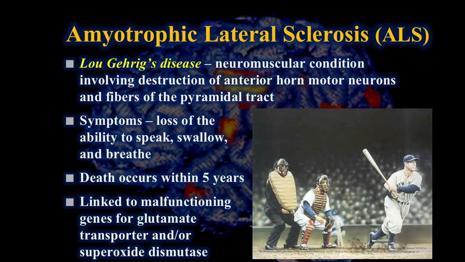But ALS, some cases of ALS are genetic. You just get it from your parents. In some cases of ALS, they aren't sure what caused it originally. It just happened. So all of that money you raised is working in figuring out what causes it, and then what can we do to prevent it. Okay? But it's destruction of the anterior horn neurons and fibers of the pyramidal tract, which is taking information up and down in the spinal cord.